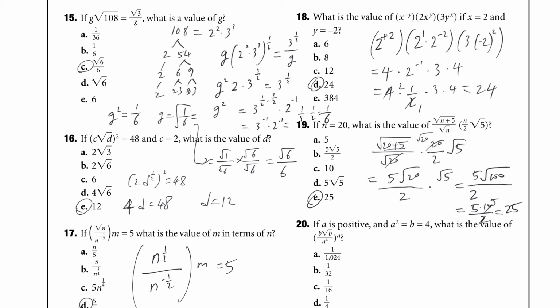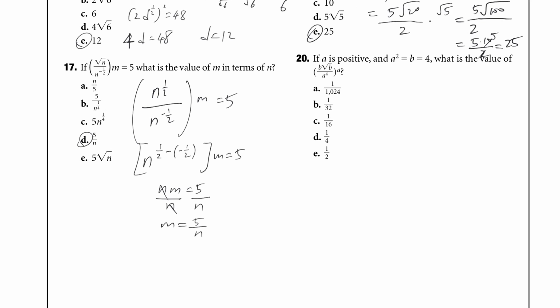Now on to the final question, number 20. If a is positive, so let me write that down. a is greater than 0. a squared is equal to b is equal to 4. Okay, so first of all, let's figure out what a is. a squared is 4, so a can be either plus or minus 2. But then since they said a is positive, a has to be 2, right? And b is 4. That's a given. And what is the value of that expression?